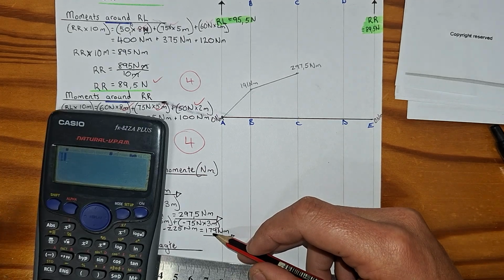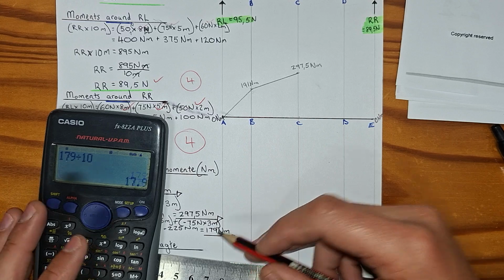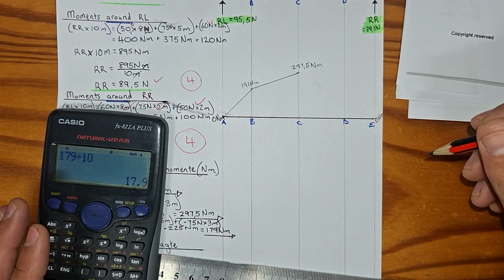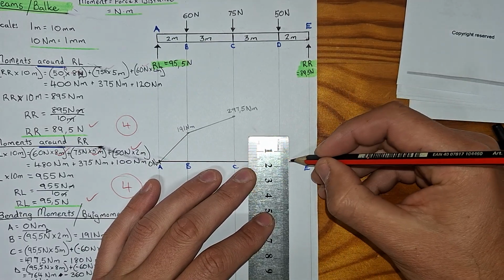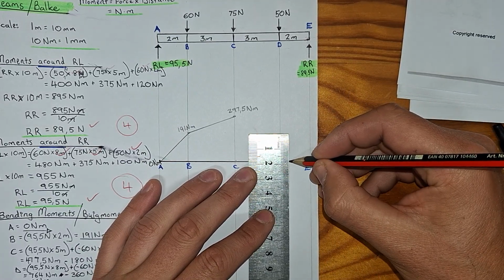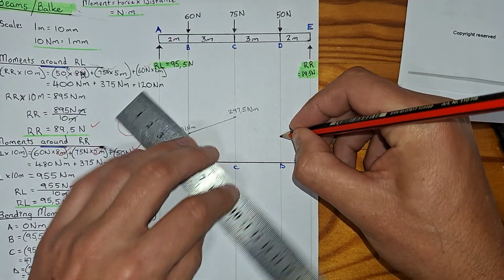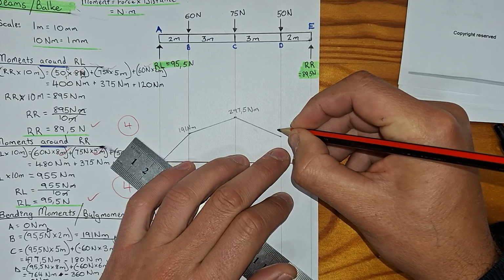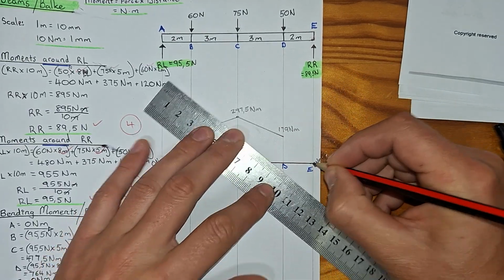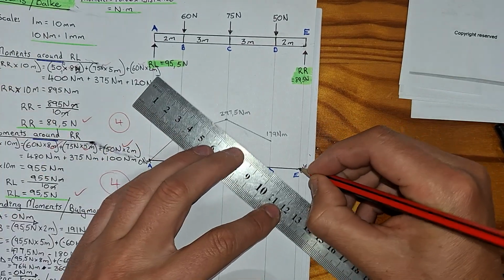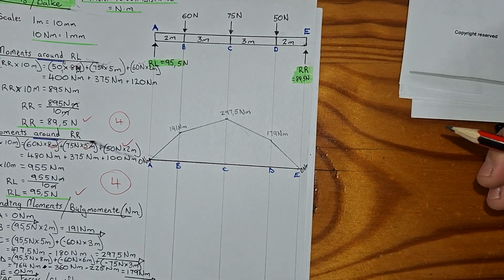Now for point D, at point D it's 179 Newton meters. So in your calculator, 179 divided by 10 equals to 17.9 millimeters. So from 0 it goes up 15, 16, 17, just a bit towards the side. There you are. And that is 179 Newton meters. And then from D, it's supposed to return back to its starting position, which is 0 Newton meters.